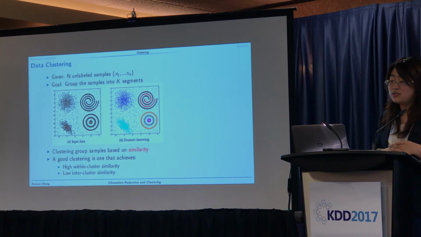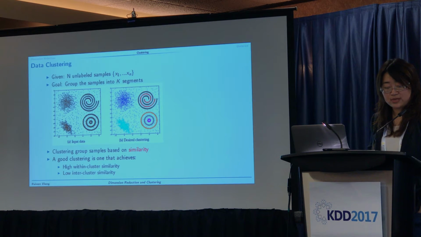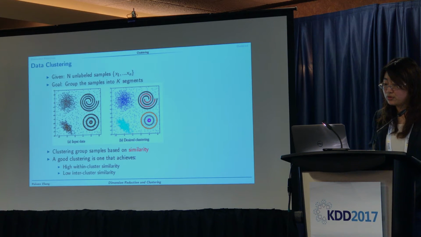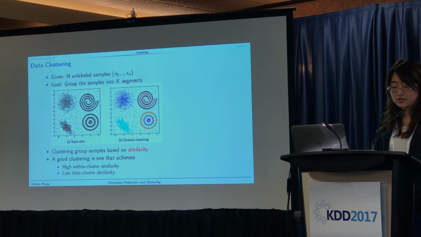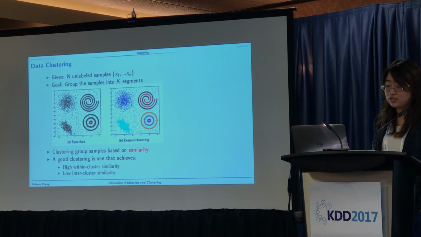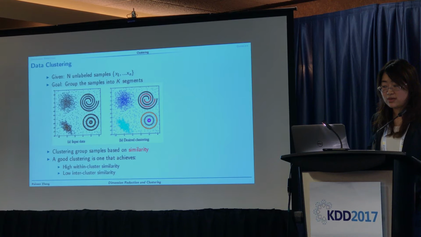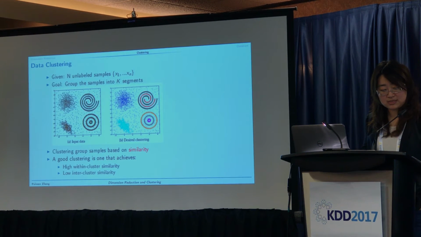Now let's move on to the second topic, data clustering. Data clustering, by its name, groups objects into clusters based on their underlying relationships. Say we have n samples x1 to xn, and we want to group them into k segments.